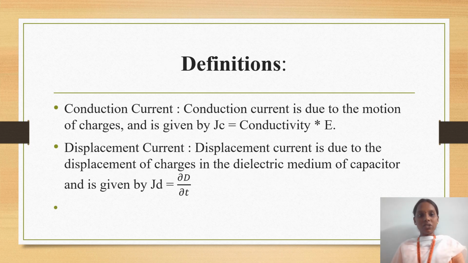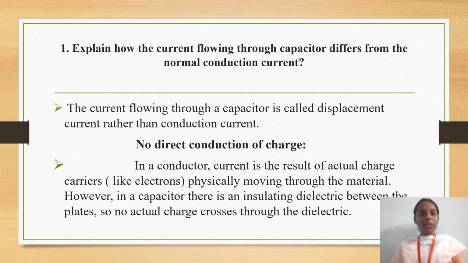Next, coming to the definitions. What is meant by conduction current? Conduction current is due to the motion of charges and is given by the formula JC is equal to conductivity into E. Next, displacement current. Displacement current is due to the displacement of charges in the dielectric medium of the capacitor and is given by JD is equal to the partial derivative of D bar with respect to t.